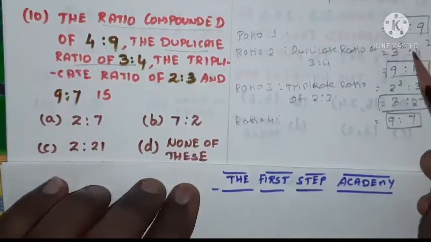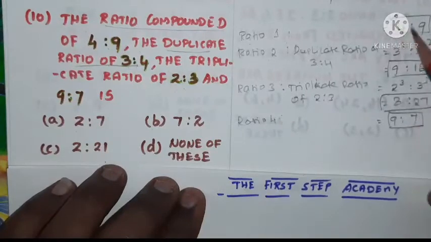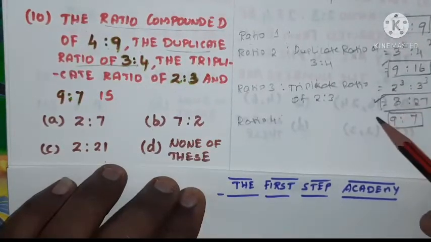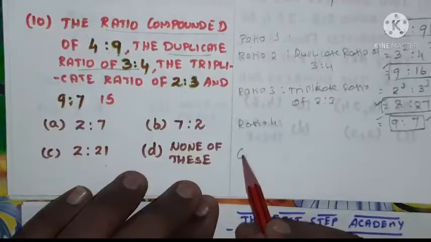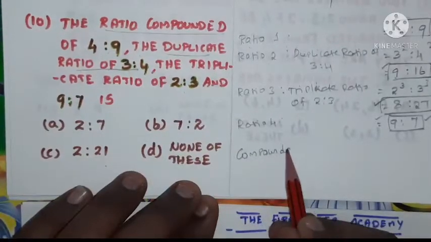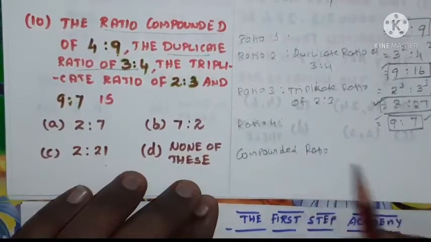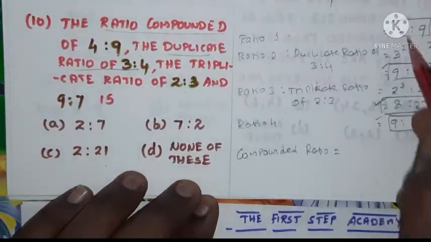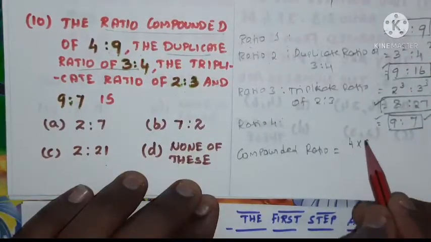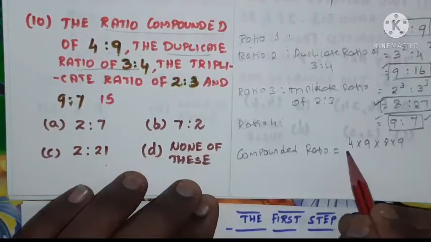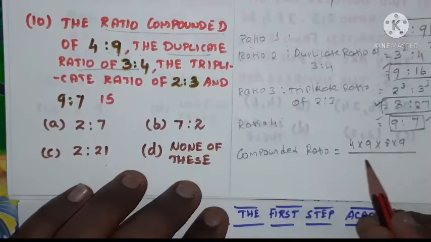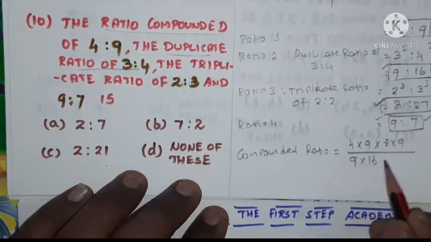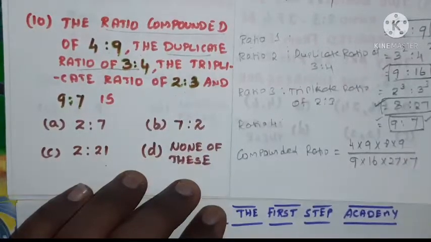Look at what the antecedents and the consequents are. 4, 9, 8 and 9 are the antecedents. 9, 16, 27 and 7 are the consequents. Now substitute. Compounded ratio is equal to the product of antecedents, 4 into 9 into 8 into 9, divided by the product of consequents, 9 into 16 into 27 into 7, right?